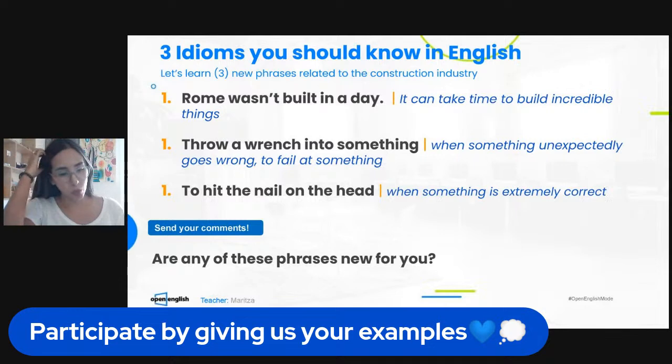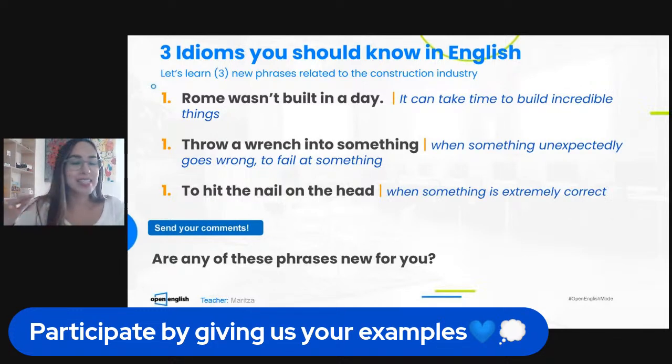So let's finish up our lesson today with 3 idioms you should know in English. Remember, what is an idiom? An idiom is a creative expression that has its own unique meaning in English. So sometimes people try to translate these phrases literally, but that's not always possible. So let's listen to some idiom examples.